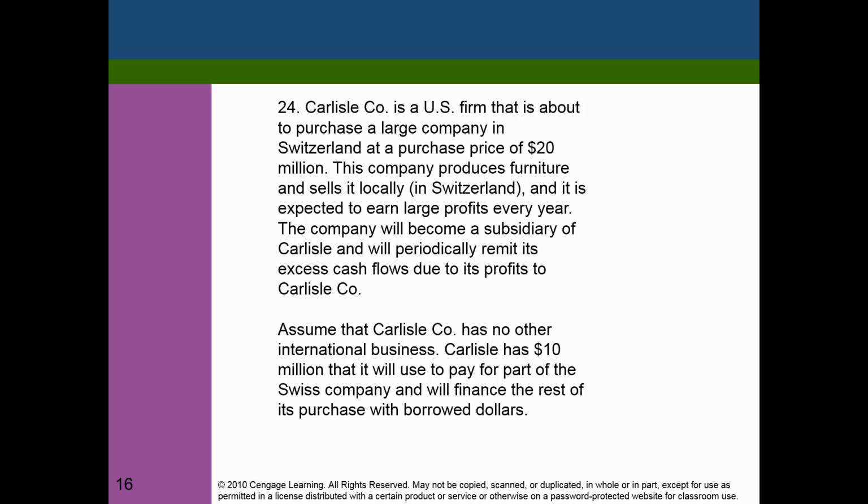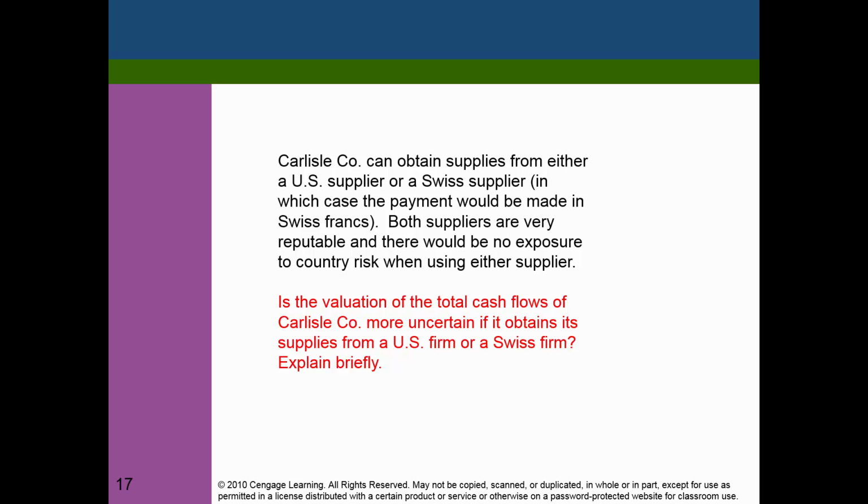So basically here, it's a US firm manufacturing furniture in Switzerland and selling it locally. Okay. So what we find here is that all the revenues are coming from Switzerland. And in this case, if they buy their raw materials or whatever supplies from a US supplier, what might happen is that the revenues are in Swiss currency while their cost of goods sold is in US dollars.